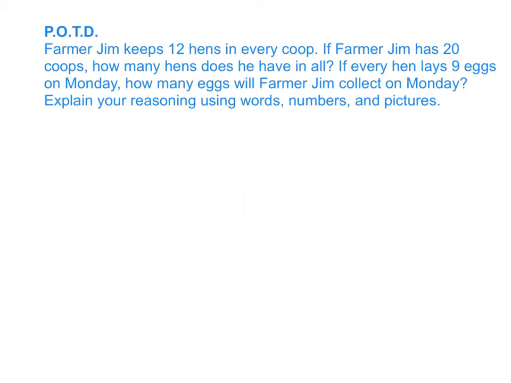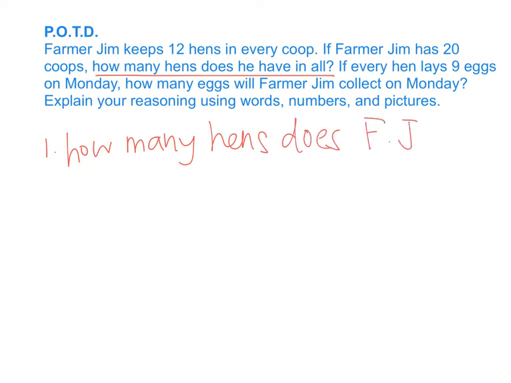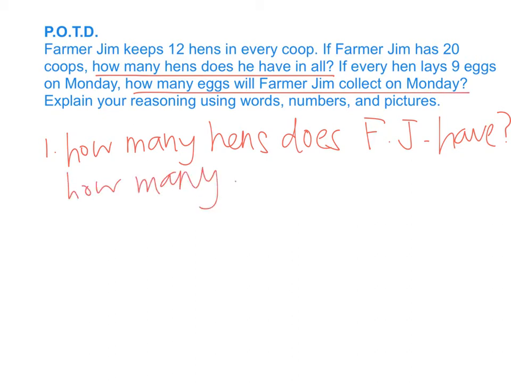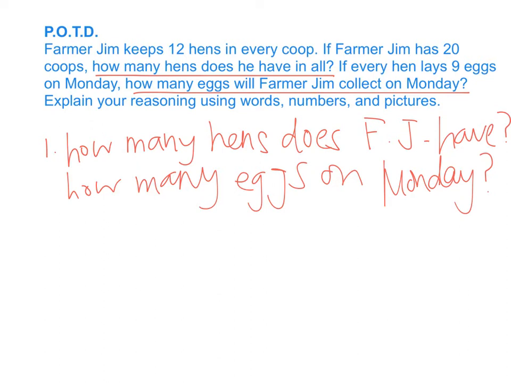What is the question asking? In this case, is there one question or more than one question? More than one. Okay, so what you need to write under POTD is what the first question is asking. How many hens does he have in all? So what you would write, how many hens does Farmer Jim have? Okay, you got it. So the second part is how many eggs will Jim collect on Monday? So how many eggs on Monday? So in order to completely finish part 1 of the question, you need to write both of those questions.